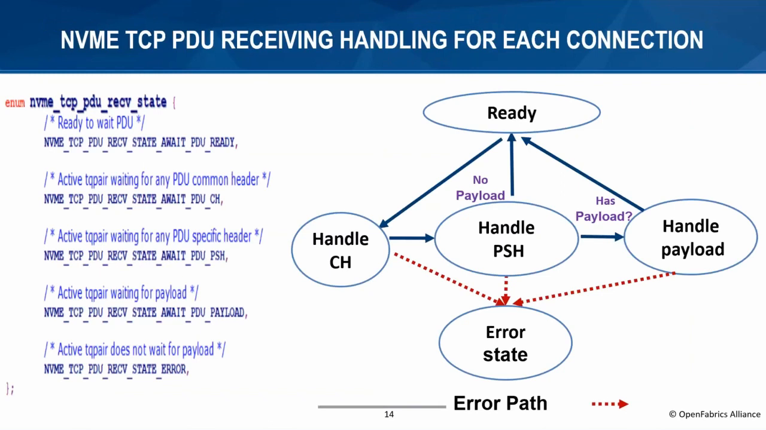This page just shows the NVMe TCP PDU receiving. We use a state machine that follows the NVMe-oF fabrics TP 8000 spec. So this just follows the spec, and if you read the code in SPDK, you can follow this diagram. I think it is better for you to understand the code. So next page, please.